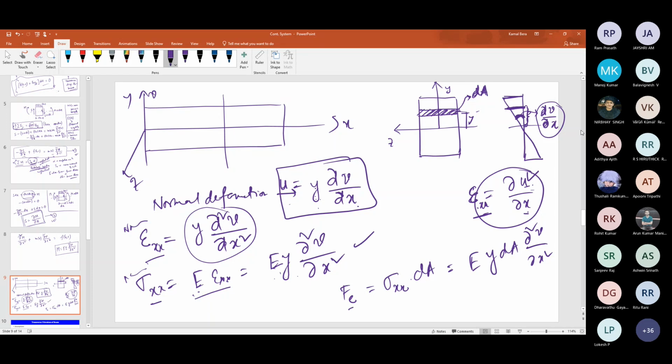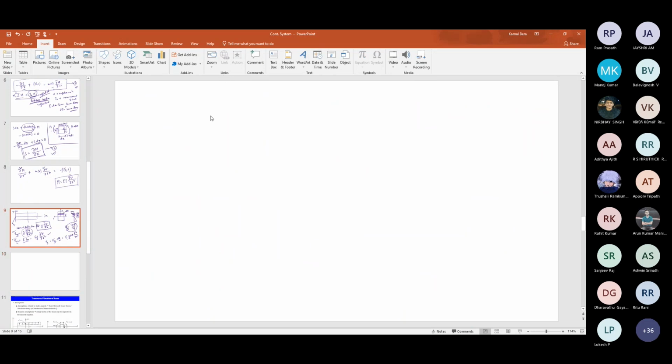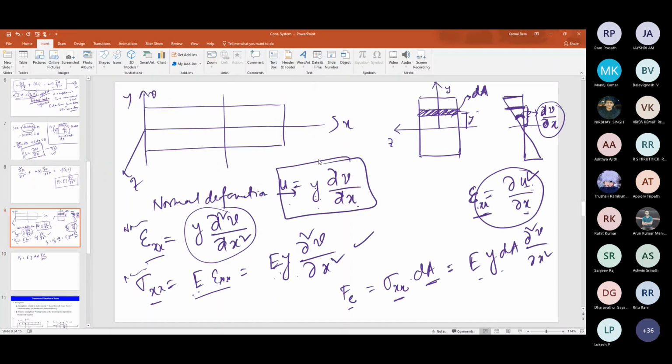What is the force acting on that fiber? Sigma xx into dA, stress into cross-sectional area dA. E into y into dA del 2 v by del x squared. Oh, we have almost done. Insert the new equation in this. So what you have got? For that small strip, the force acting is E y dA del 2 v by del x squared, right? Okay. So now, what is the moment of the force about the neutral axis?